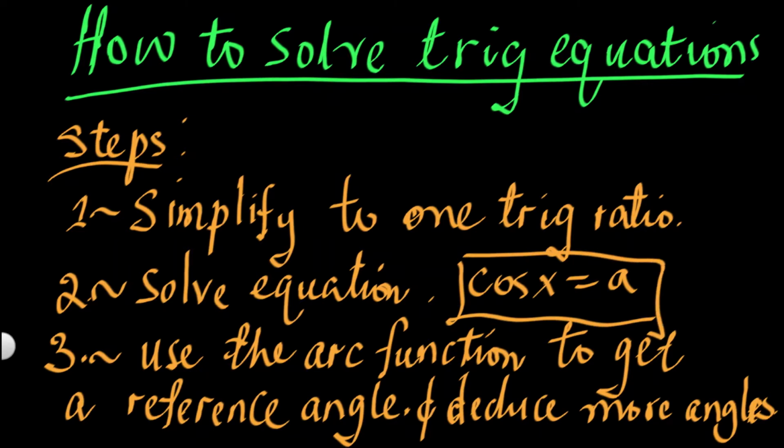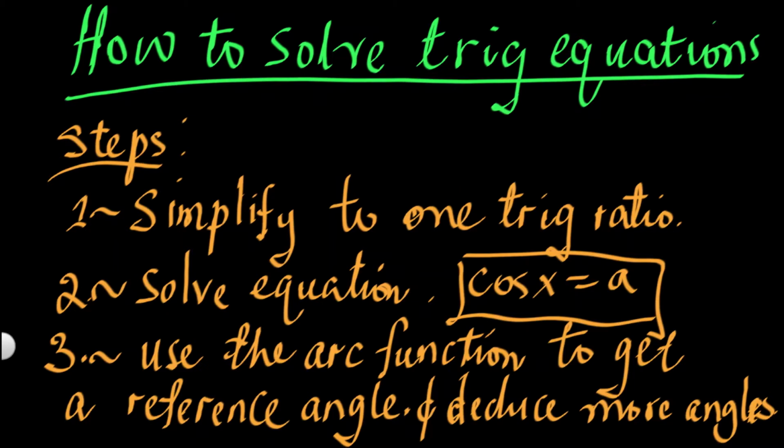You're using the arc function to get what we call a reference angle. If you press something like arc cos 0.5 on your calculator, what you get there is not necessarily the final answer. Sometimes it may not be the answer. What you get is called a reference angle. And using the reference angle, you can deduce more angles according to the question. Because sometimes the question says the angles should fall within a certain domain or within a certain range. You should follow that, and you're going to rely on your reference angle to deduce more of the angles.